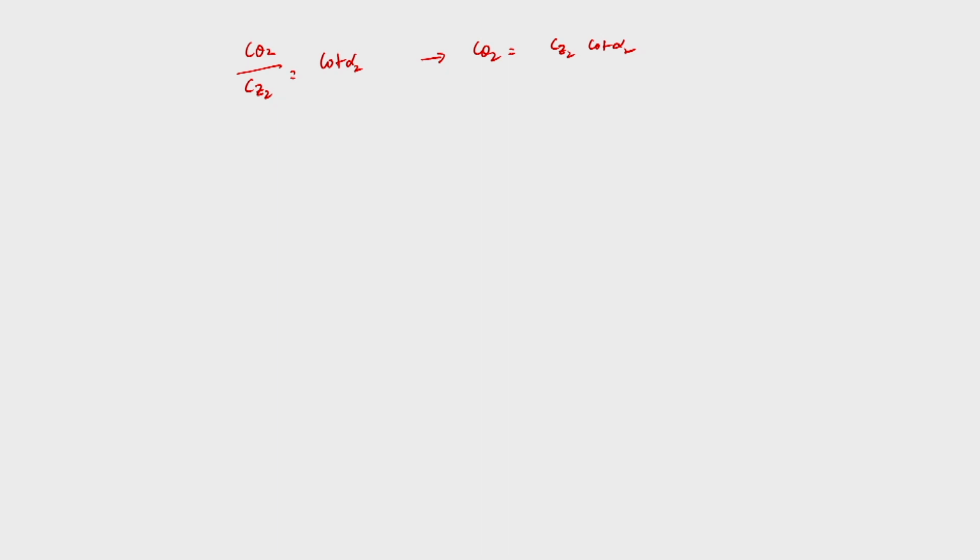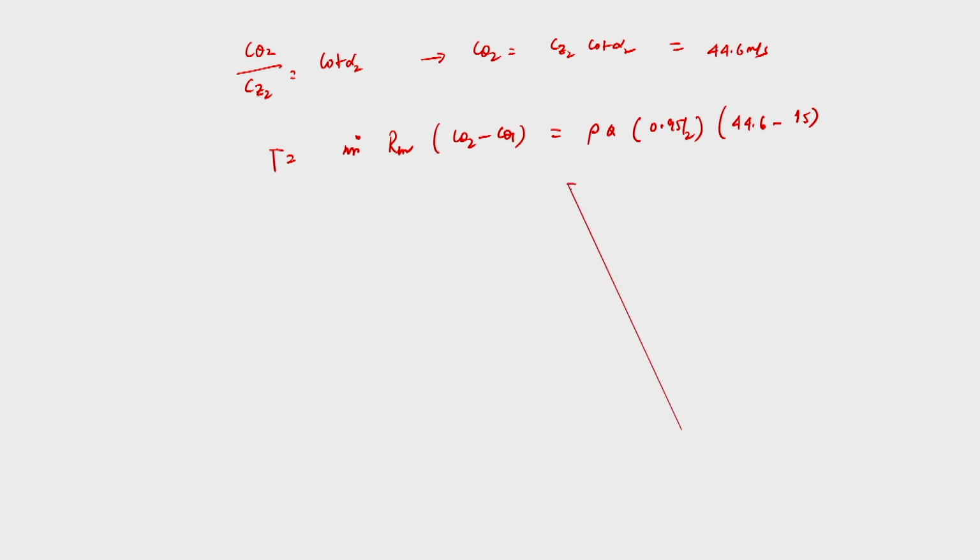So, if we calculate C theta 2, it will be 44.6 meter per second. Now torque will be m dot into mean radius into C theta 2 minus C theta 1. So, m dot is equal to rho into Q, and Rm is 0.95 by 2, into C theta 2 which is 44.6 minus C theta 1 which is 15. Where rho is equal to 1.2 and Q is equal to 11.6, if we calculate it, it will be around 201 Newton meter.